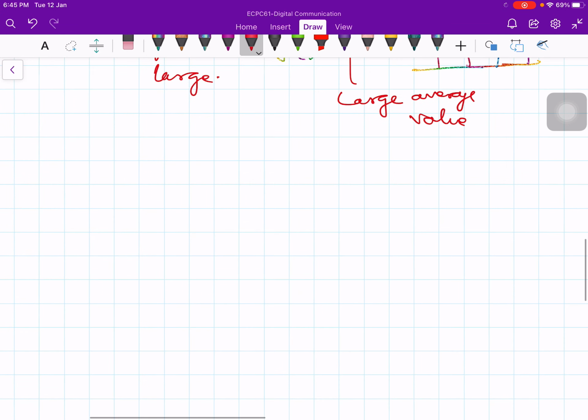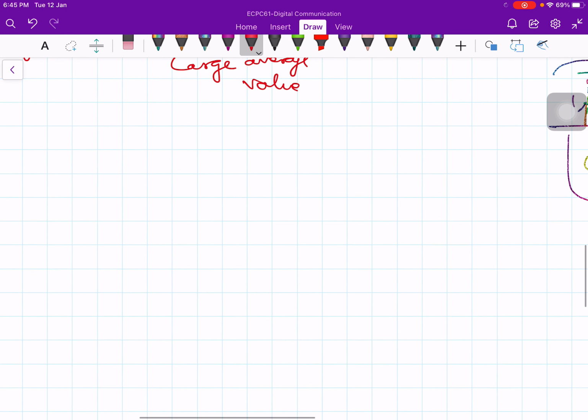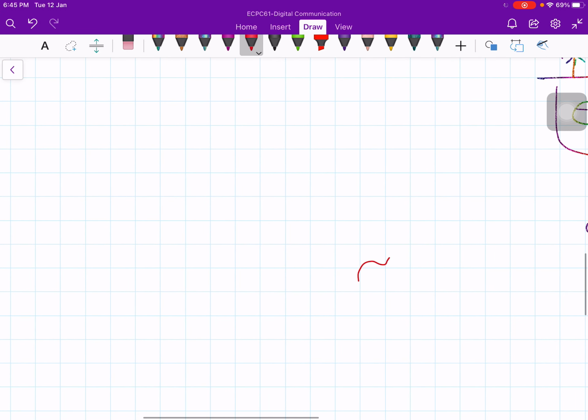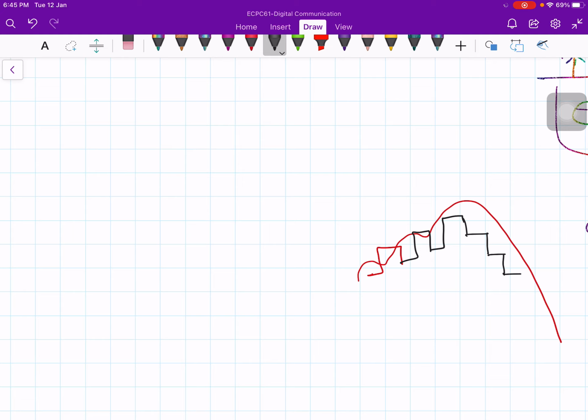On the other hand, I have a signal like this. Now my delta modulator will follow like this. Then it goes like this. It cannot reach the signal. So here also, what happens?